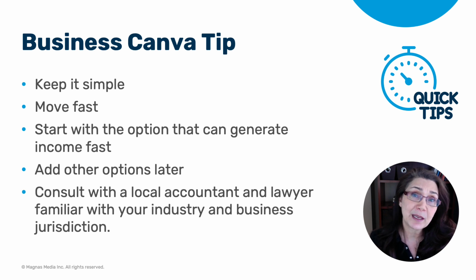And especially with your income sources, I know many people get stuck on the multiple streams of income. Just focus on the first income stream you can get the money coming in, and then you can experiment and add other revenue sources to your business. And always, if you're not sure, consult a local accountant and lawyer familiar with your business and industry jurisdiction, because business laws vary by location. So it's very important that you deal with people who know your jurisdiction, so that you are legally covered and you have the best plan in place.